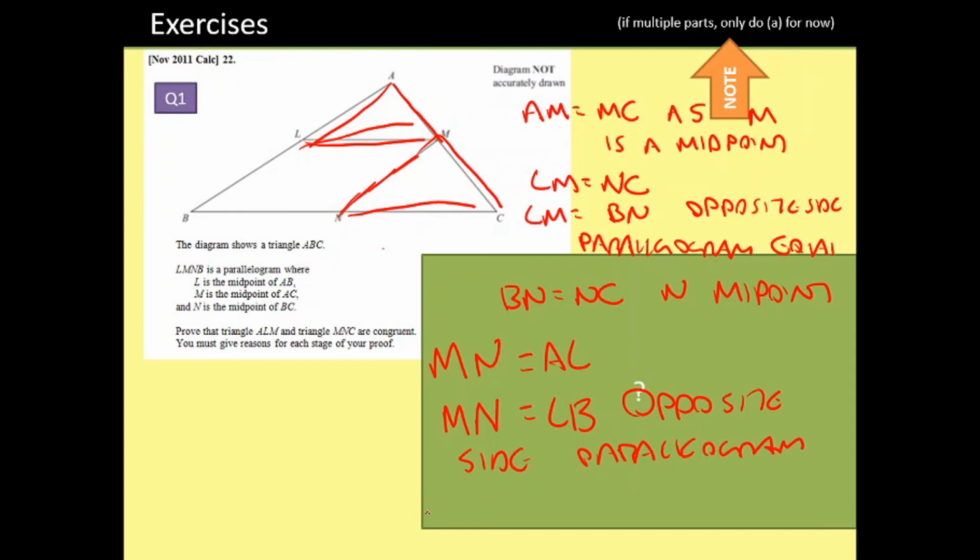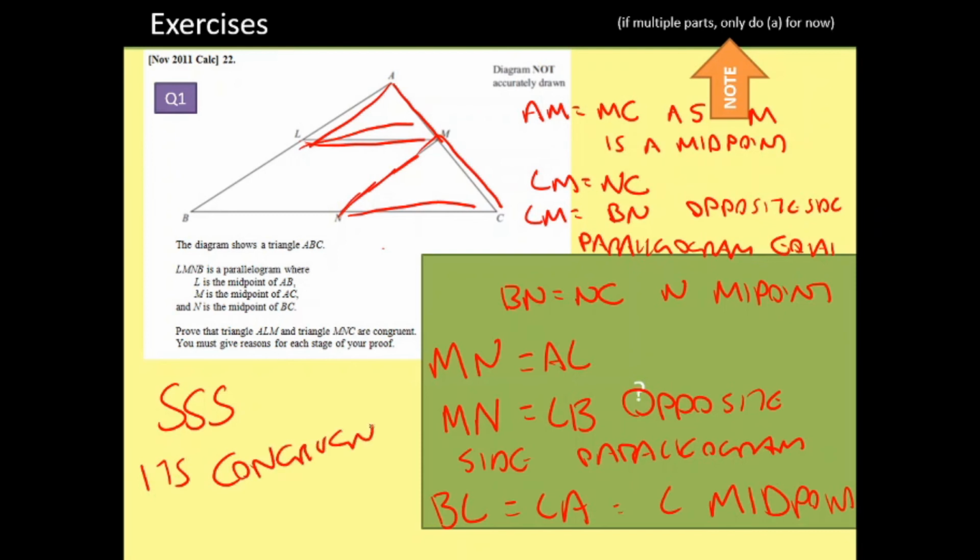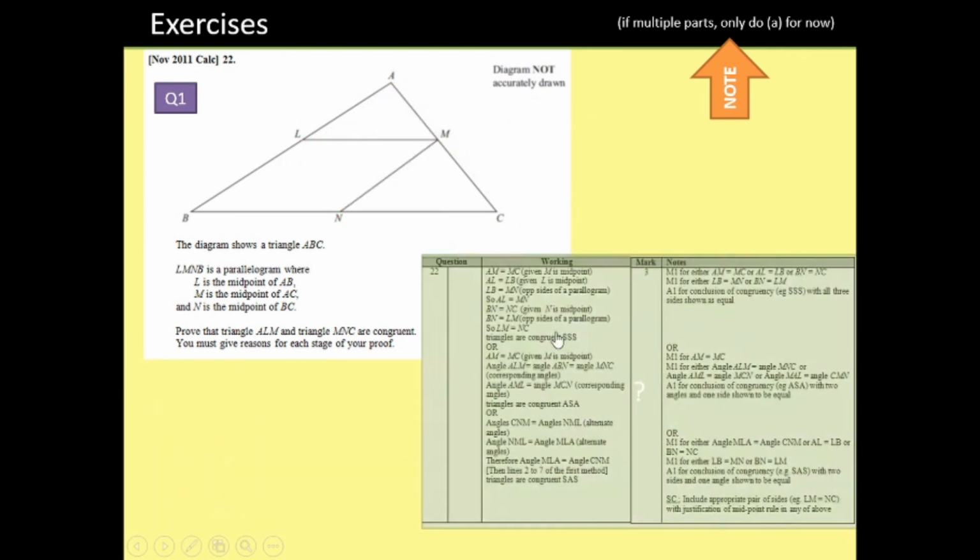And I also know that BL has got to equal LA, as L is the midpoint. So now I've actually got three sides the same. So I've got side, side, side, and you actually have to write that. So it's congruent. Now, I'd imagine there's other ways you could prove this. Let's see what it says there. And there's all your other versions.